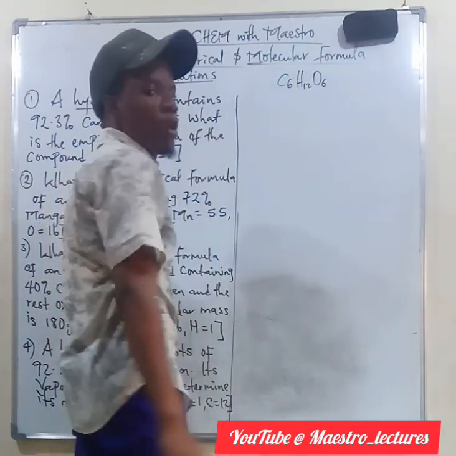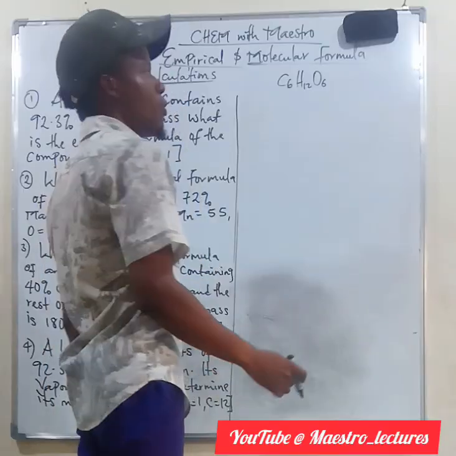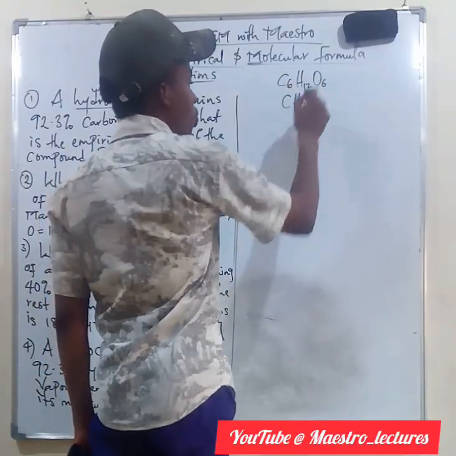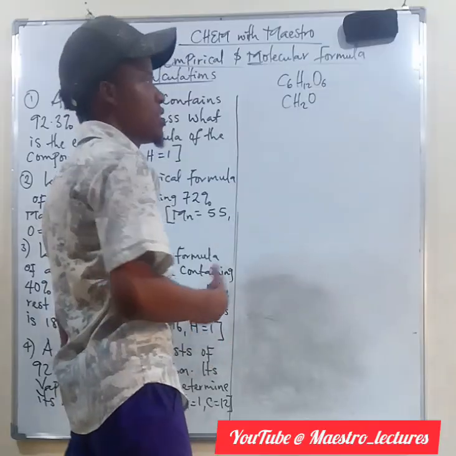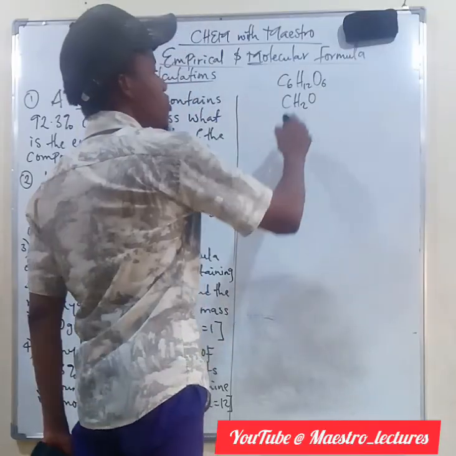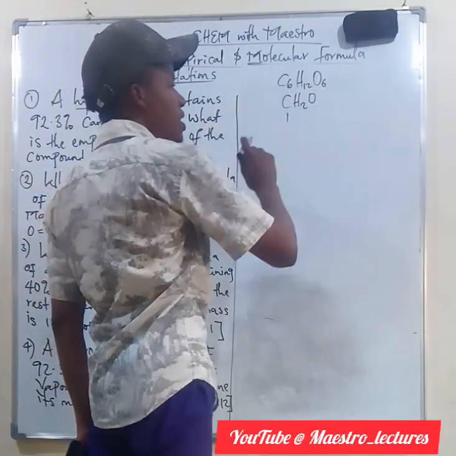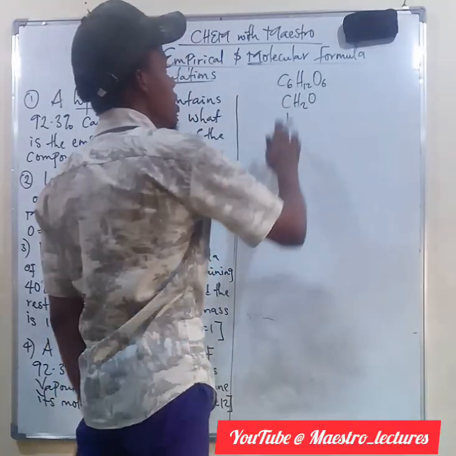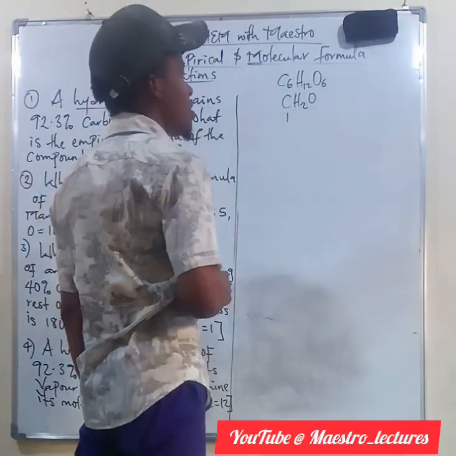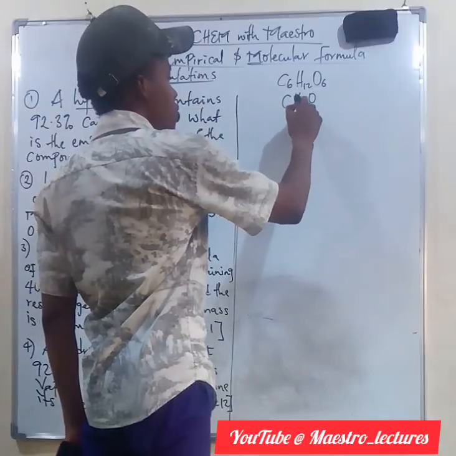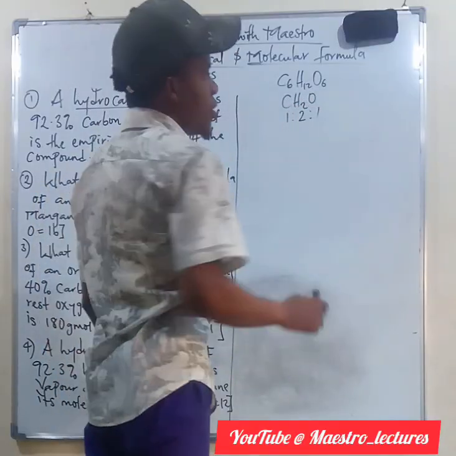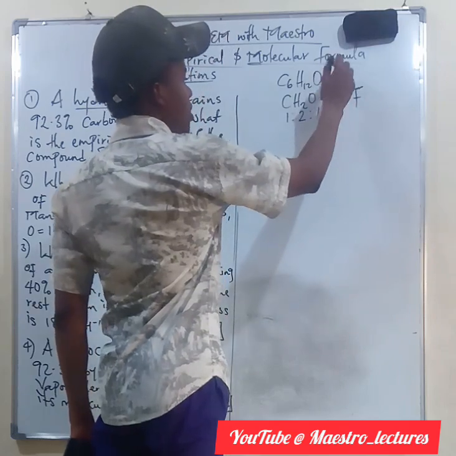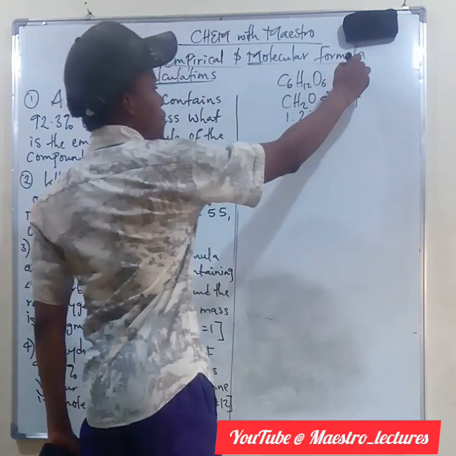C6H12O6, this is the molecular formula of glucose. Now, the empirical formula of this is CH2O. So, empirical formula is the simplest formula of a compound that shows the ratio of atoms present in the compound. So, the ratio of carbon, hydrogen, and oxygen present in glucose, C6H12O6, we have it as 1:2:1. So this is what you call your empirical formula. Now what is this? This is your molecular formula.